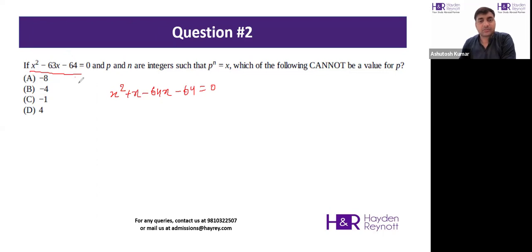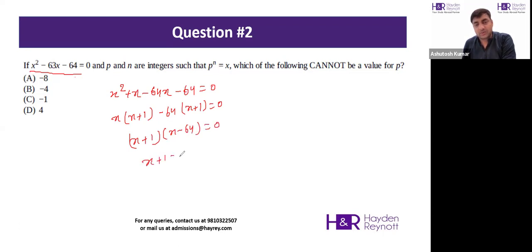Now, if you solve this, you'll take x common, then x plus 1. You'll take minus 64 common again. You will be getting x plus 1 is equal to 0. You'll take x plus 1 as common. You'll be getting x minus 64 is equal to 0. And then you'll get x plus 1 is equal to 0, or you can get x minus 64 is equal to 0. That means either x can be equal to minus 1 or x can be equal to 64.